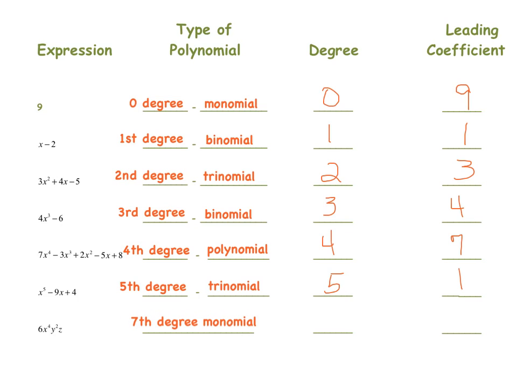Now, it's 7th degree because remember, we've determined the degree of the monomial. If there are different variables, we take the sum of the exponents. And in this case, we have an exponent of 4, an exponent of 2, and an invisible exponent of 1. So 4 plus 2 plus 1 is 7. So the degree is 7, and the leading coefficient is 6.